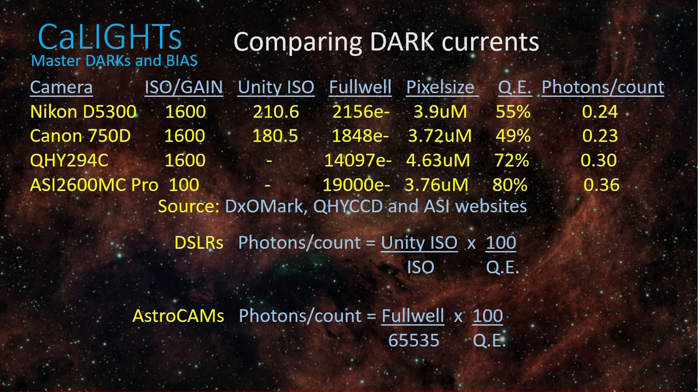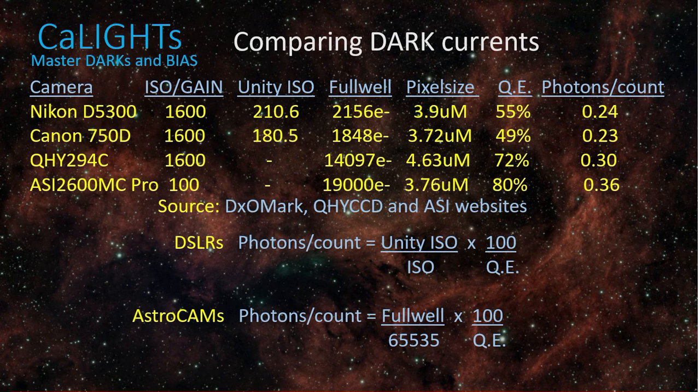In this table, I attempted to calculate a scaling factor that will relate the pixel values to their equivalent in photons. For DSLRs, I went to the DxOMark website and retrieved the Unity ISO, pixel size, and quantum efficiency, or QE. For a DSLR, the Unity ISO is the ISO at which an increase of 1 count in a pixel's value corresponds to 1 electron. The QE indicates how efficiently your camera can convert photons into electrons.